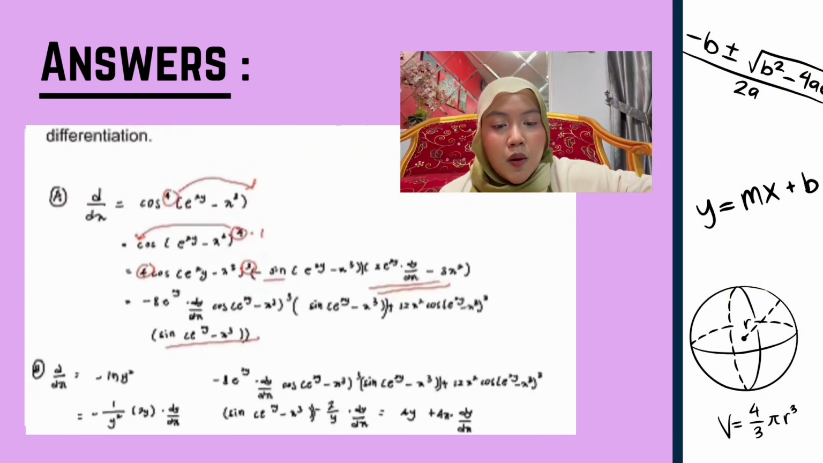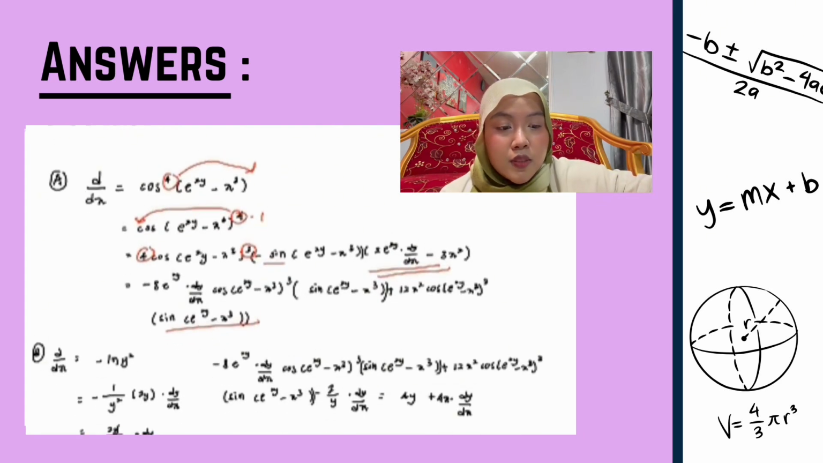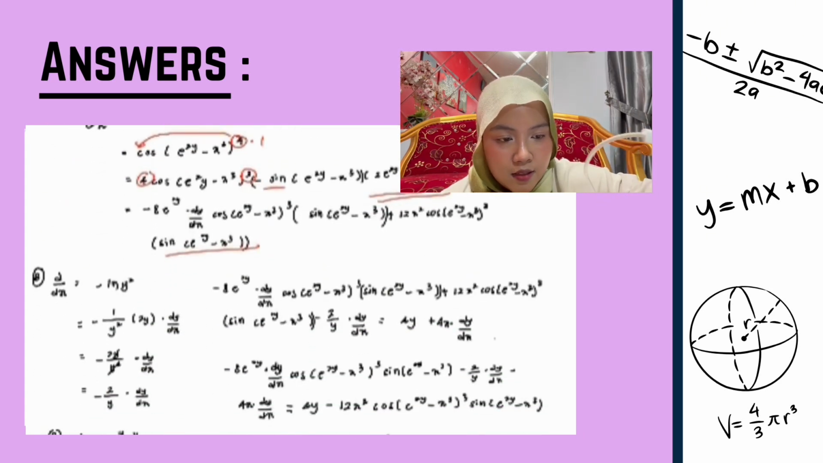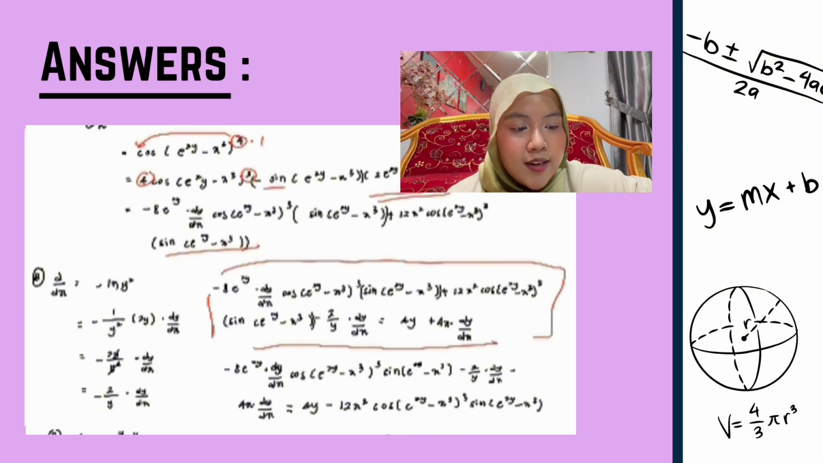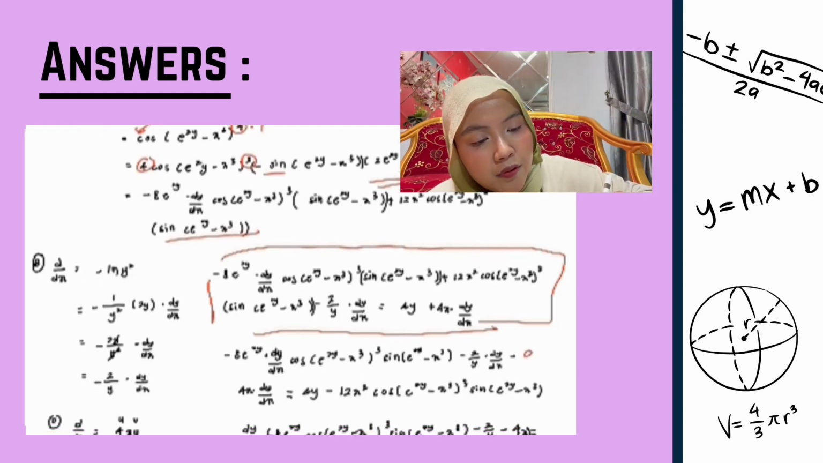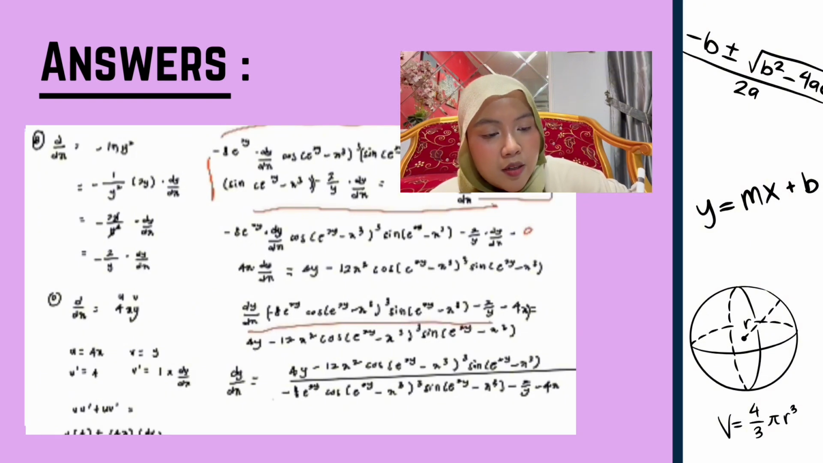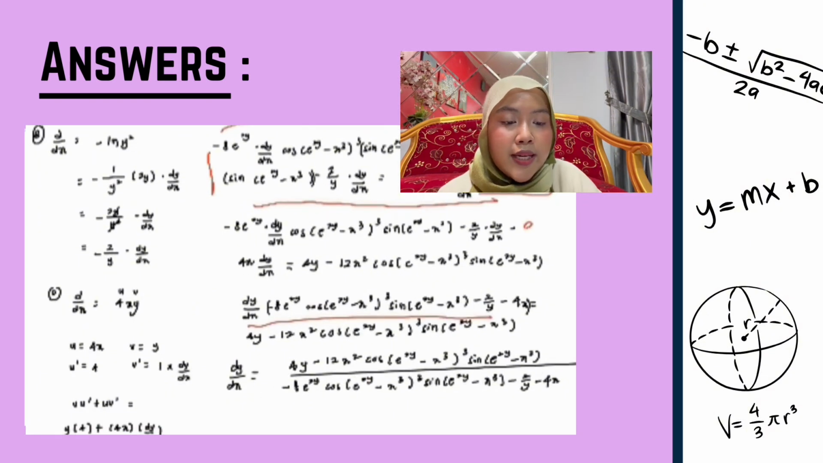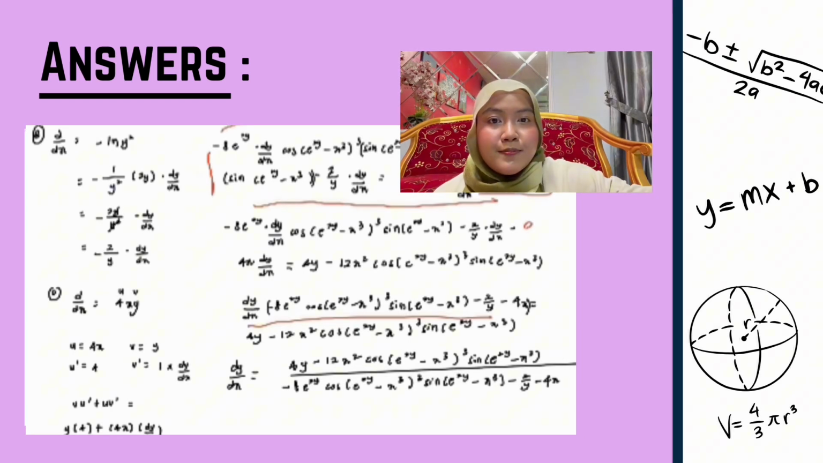And then we put all the equations back to the original form, like this. And then we factorize the dy/dx. We move all the dy/dx to the left, and then we factorize the dy/dx, and then the final answer for dy/dx is 4y minus 12x^2 cos^3(e^y − x^3) sin(e^y − x^3) over negative 8e^y cos^3(e^y − x^3) sin(e^y − x^3) minus 2/y minus 4x. Thank you.